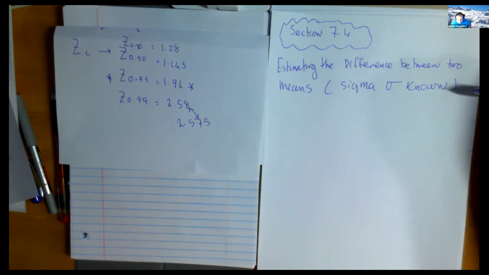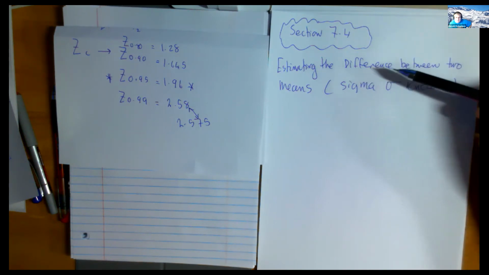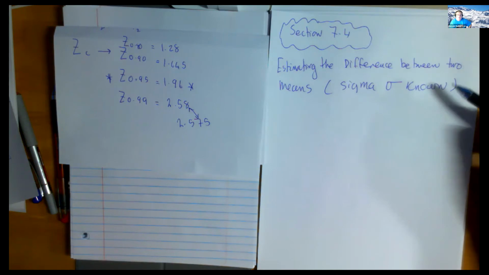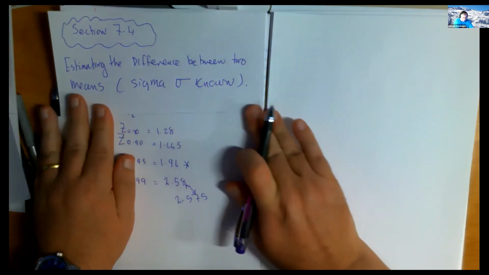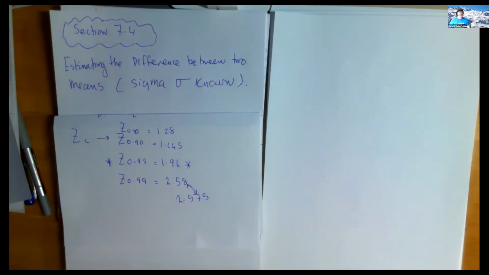Now, you should, I hope, get some deja vu out of this. We are going to estimate the difference between two means, sigma known. Now, before we do that, let's remind you of something we've done before.